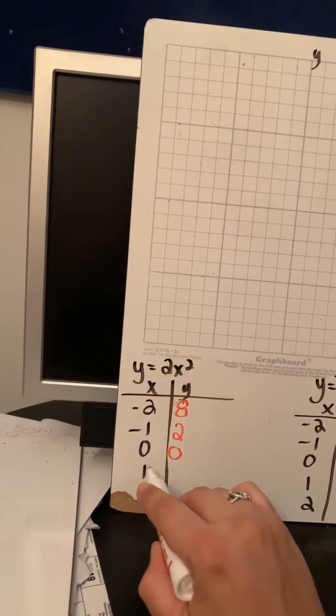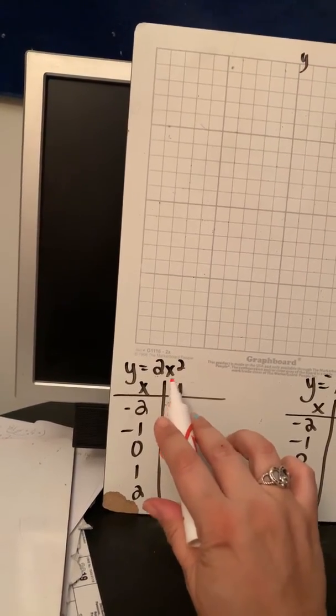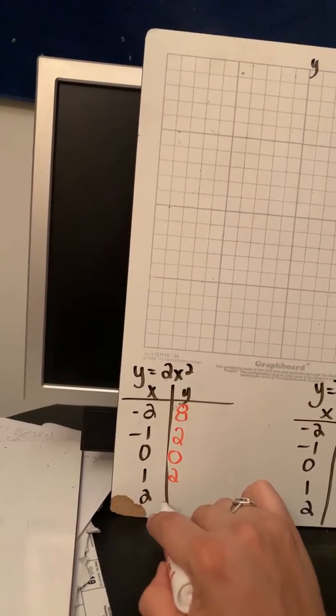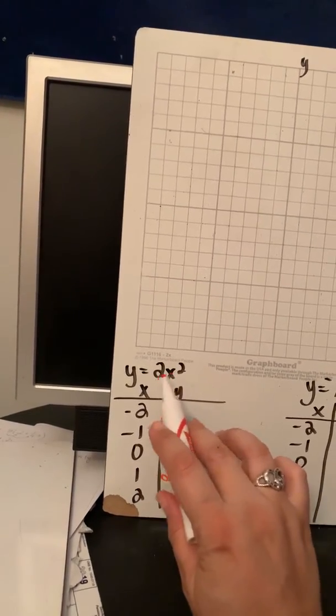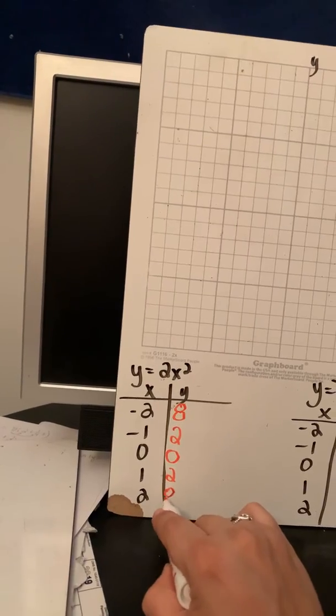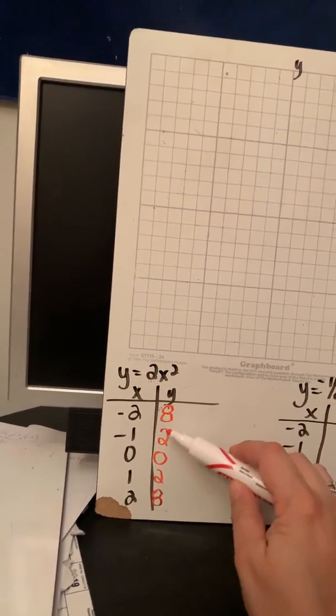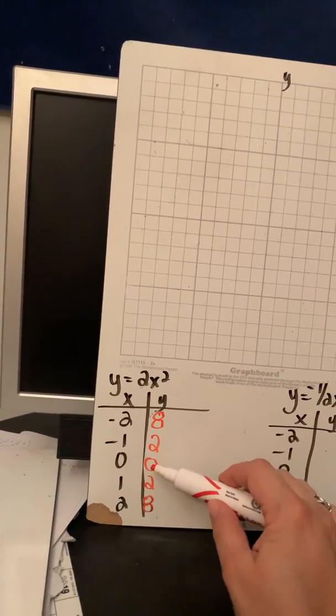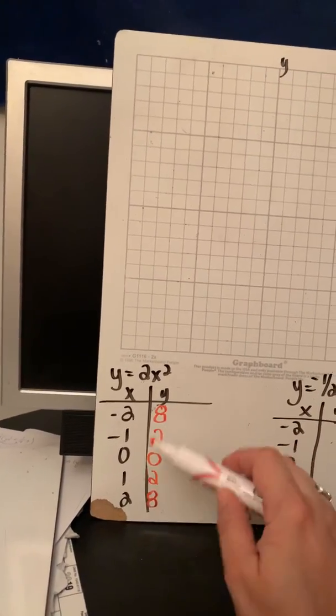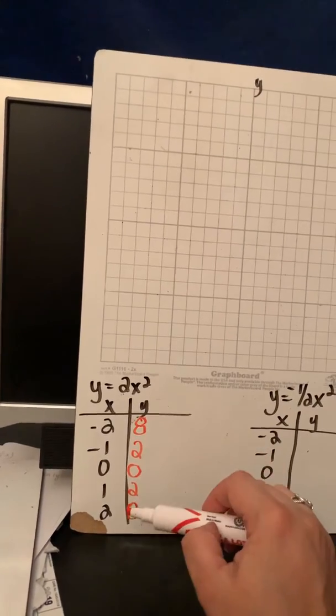What happens when you plug 1 in there? 1 squared times 2, 2. 2 squared, which is 4, times 2, 8. This is what I was talking about. Look at the numbers. They start coming down, but eventually they're going to come back up, repeating the same pattern for a lot of these.